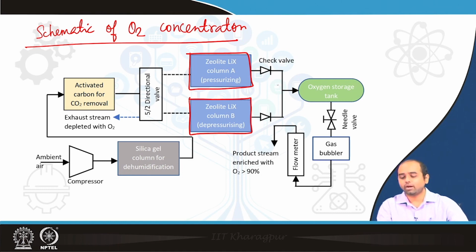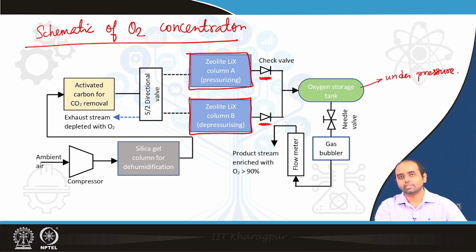At the outlet part of the column, there is a check valve, so there is no backflow from the oxygen storage tank. Whatever is produced goes to the oxygen storage tank, which is under pressure. These check valves are important because during the depressurizing cycle of one of the columns, there should not be backflow from the oxygen storage tank.